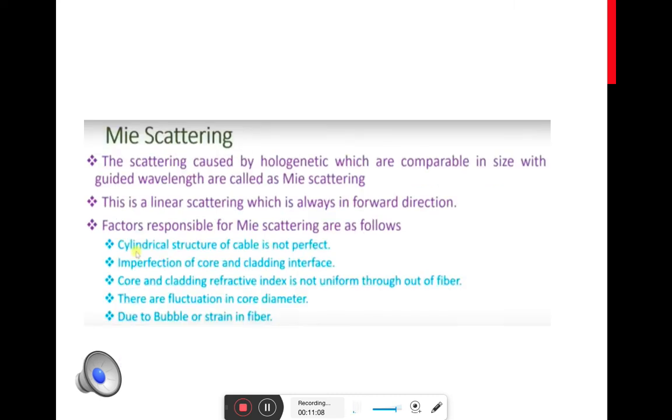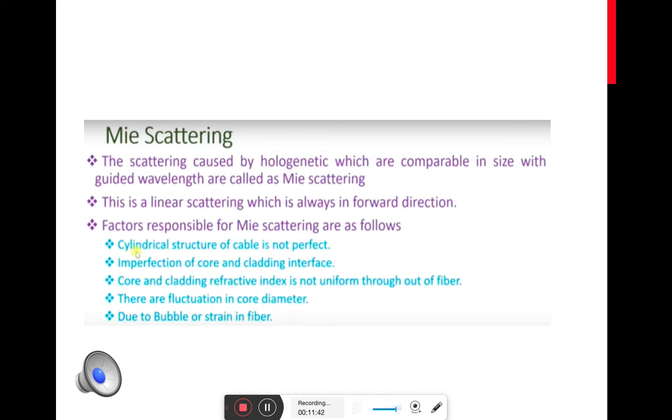The next type of linear scattering is Mie scattering. Mie scattering is caused by inhomogeneities, which are nothing but atoms or molecules comparable in size with the guided wavelength. When the light comes across particles whose size is comparable to that of atoms or molecules, or comparable to the wavelength of the light, then Mie scattering takes place. Mie scattering always takes place in the forward direction.